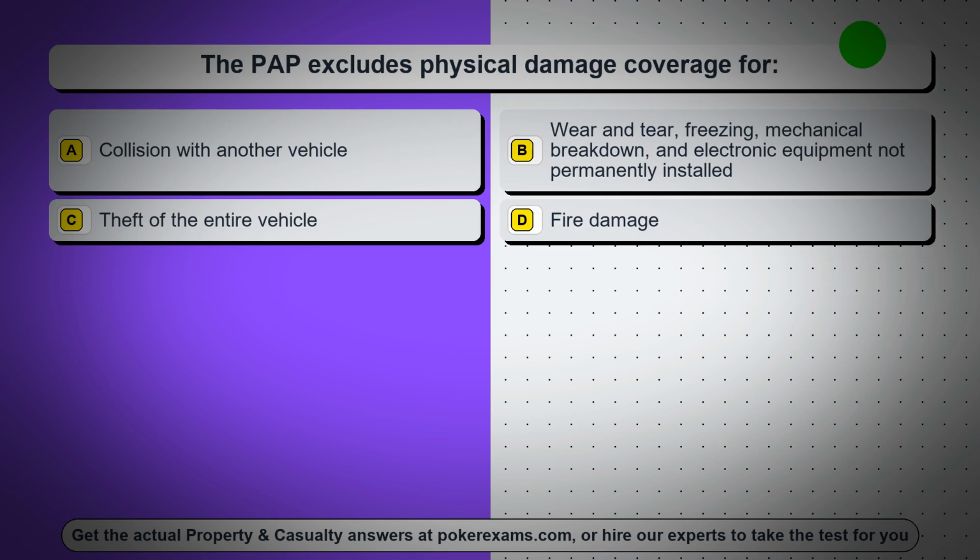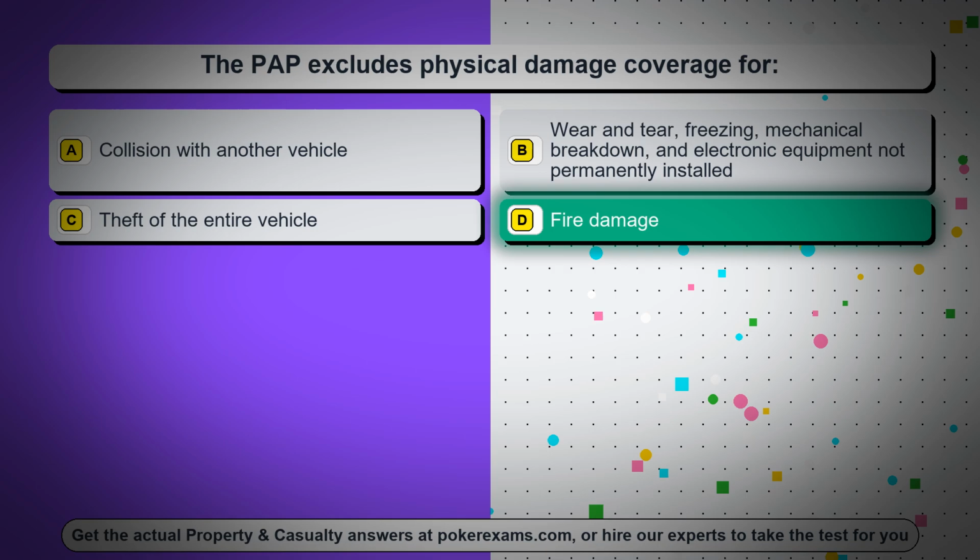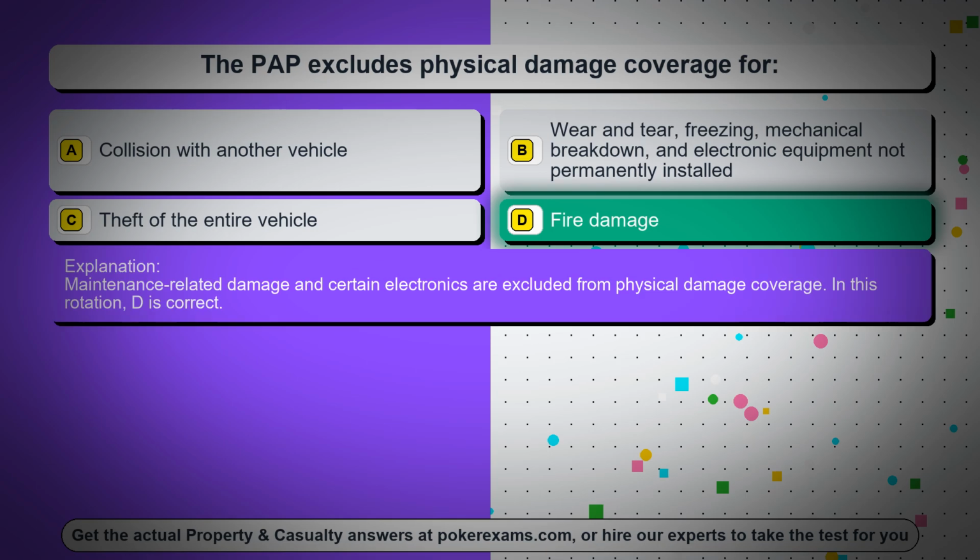Question 25. The PAP excludes physical damage coverage for: option A, collision with another vehicle. Option B, wear and tear, freezing, mechanical breakdown, and electronic equipment not permanently installed. Option C, theft of the entire vehicle. Option D, fire damage. The correct answer is option D, fire damage. Maintenance-related damage and certain electronics are excluded from physical damage coverage. In this rotation, D is correct.